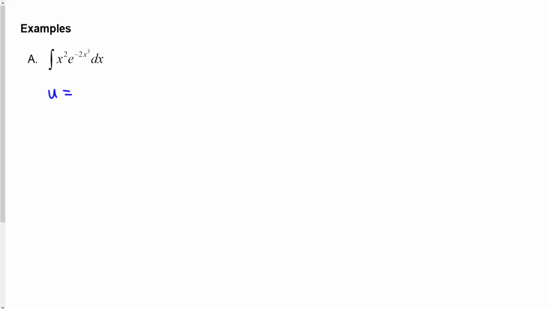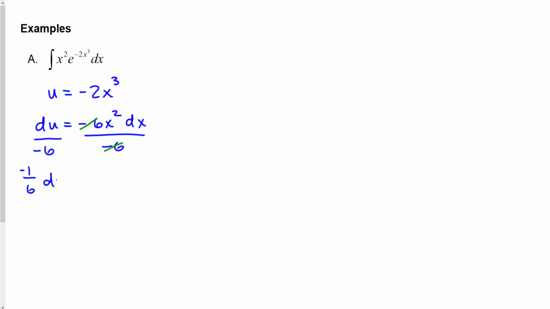So if we let u, in this case, be negative 2x cubed, then du would be negative 6x squared dx, which is close to what we have, but not quite. So I need to divide both sides by negative 6. That will cancel this negative 6 out, and I can say that negative 1/6 of du is x squared dx. So this is going to become negative 1/6, x squared dx will get replaced with that du, and then e to the negative 2x cubed will be e to the u.